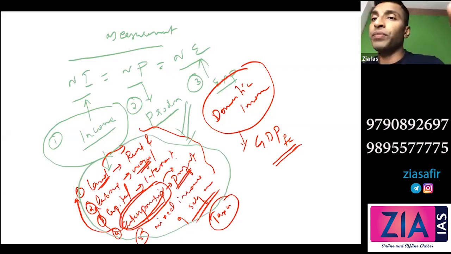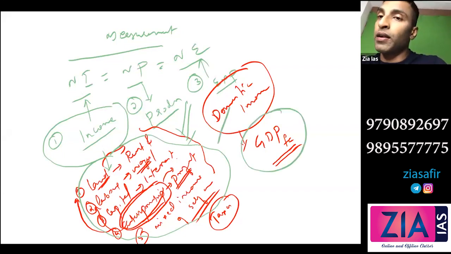Value addition means that's how you can generate income. Without any value addition, you cannot generate income. Some value addition should be there to generate income. So these are the only 5 ways you can generate income. So what is this? This is the income generated. That's why it is domestic income, income generated in India. So what you are getting here is GDP FC.